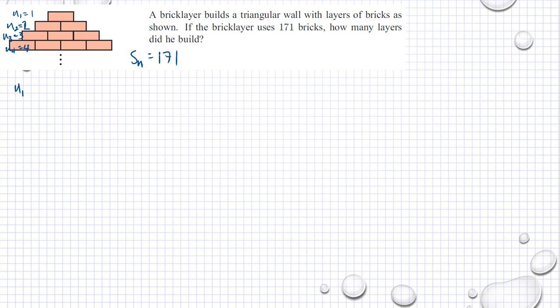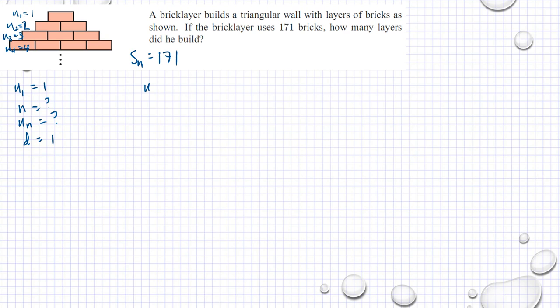So we have u sub 1 is equal to 1. Our n, we don't know. Our u sub n, we don't know yet. Then we have our difference. Our difference is 1.